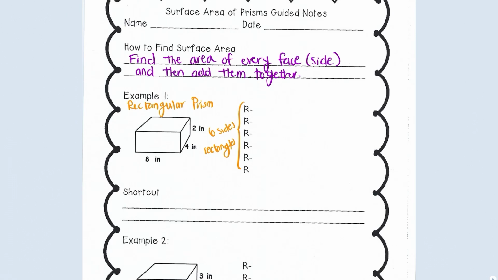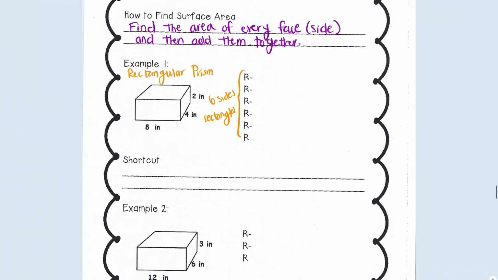Okay, now what I'm going to do is advise you guys to draw pictures, okay? So what we're going to do is draw pictures of every face or every side of the prism. That way you know that you're calculating the correct number of sides and the correct surface area. Okay, so I'm going to do a little bit of color coding here.